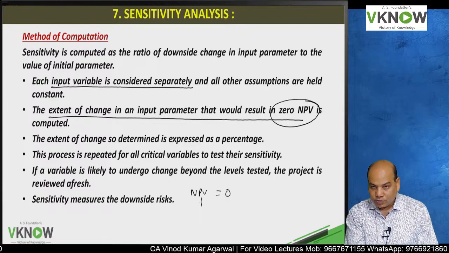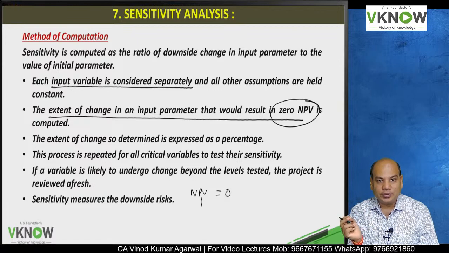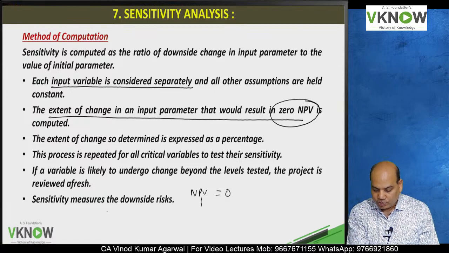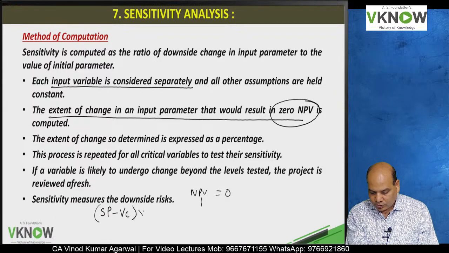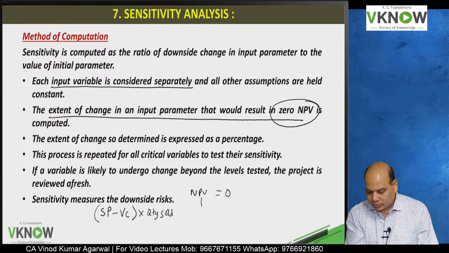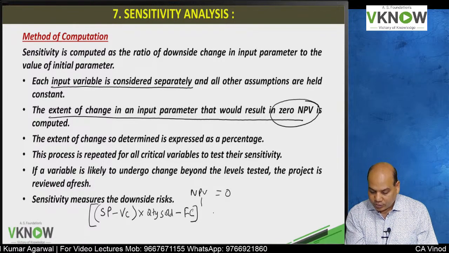For example, if you are testing sales quantity, how do you compute NPV? Selling price minus variable cost into quantity sold minus fixed cost will give you your profit, and if you have depreciation, minus depreciation also.